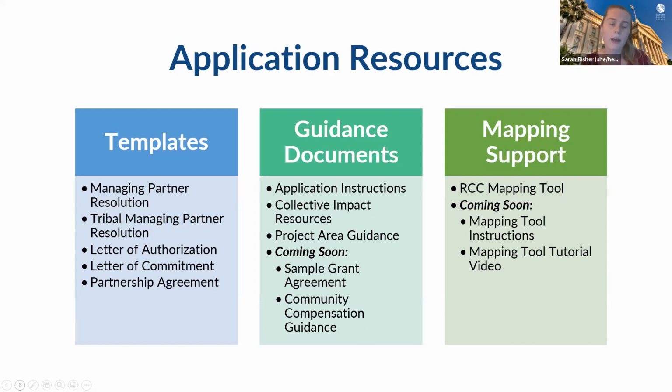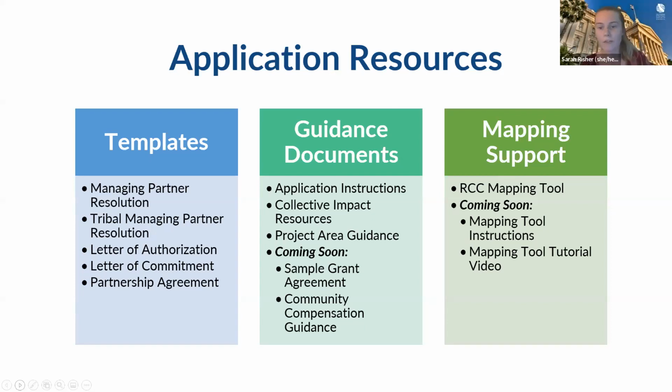We also prepared a handful of guidance documents, including the application instructions, of course. We have a collective impact resource, which is helpful in thinking through key strategies and doing collaborative work with diverse organizations. We also have the project area guidance, and we are also going to be releasing the sample grant agreement, so you can be prepared for what the expectations are if awarded, and then also community compensation guidance to help think through some of what you may want to incorporate into your budget for the full proposal. So those are coming maybe closer to when the full proposal is released.